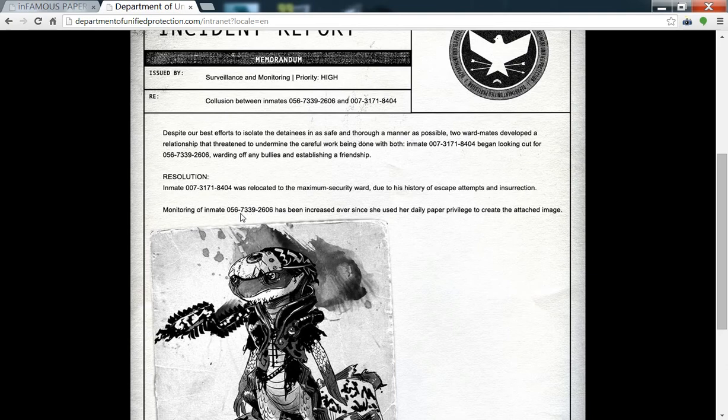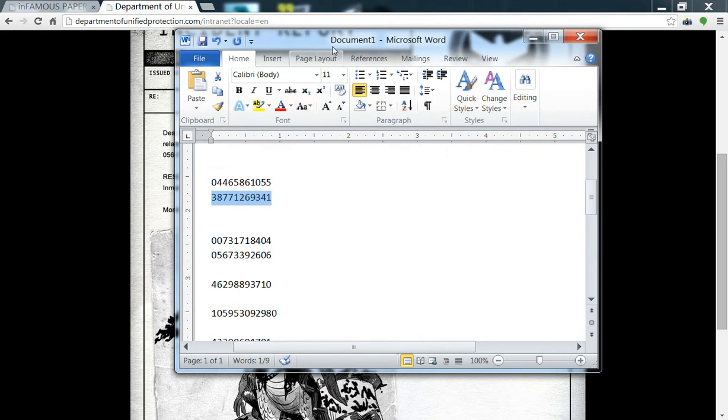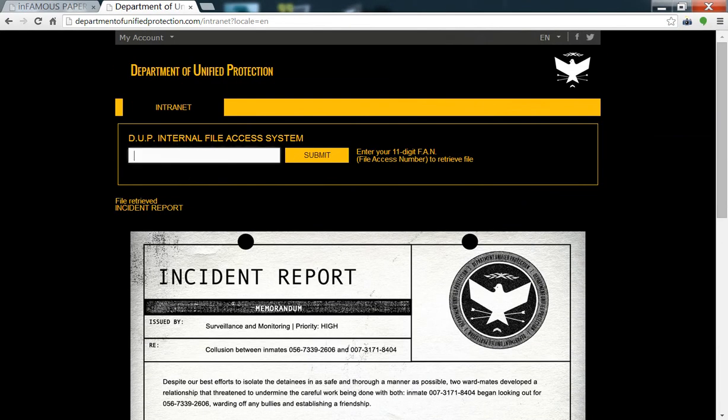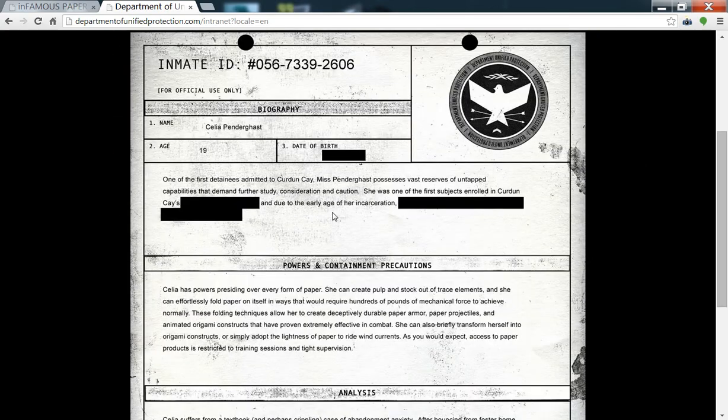Now, if we look up the first inmate, I wrote the numbers down once again. Once again, there are 11 digits. So I'm like, all right, cool. Then we know once again we have to type it in the same exact way in the intranet. I looked at this person first, just to let you know, this person is who we were looking at before, which is Celia. That's not who we need.